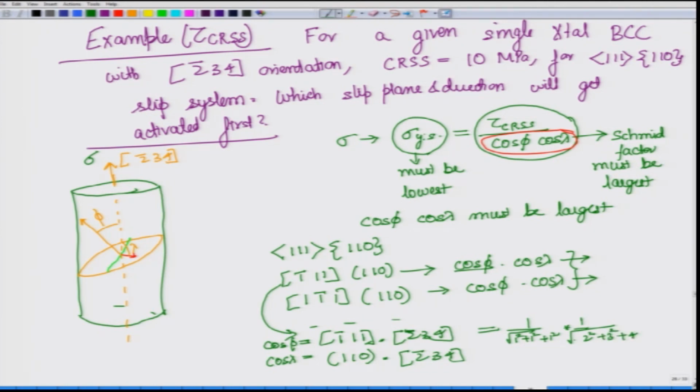So, this is the denominator term, and in the numerator what you will have is you will multiply this with this, which is minus 1 into minus 2, which is 2, then add it with the multiplication of the second two terms, which is 1 into 3, plus 1 into 4. So, it will become 4 plus 3 plus 2. So, in this particular case it will become 9 by this quantity. So, this is the cos phi term. Similarly, you will find the cos lambda term, and you have to do it for all the possible planes.